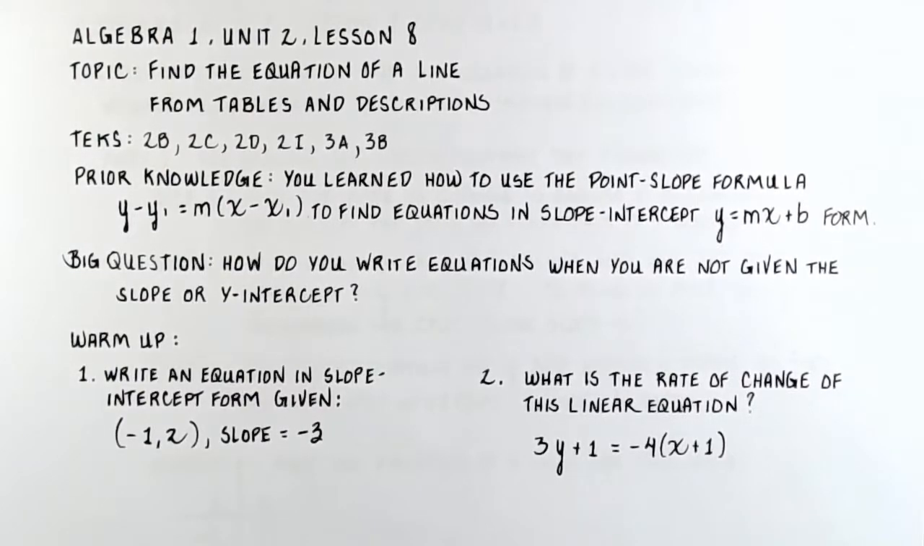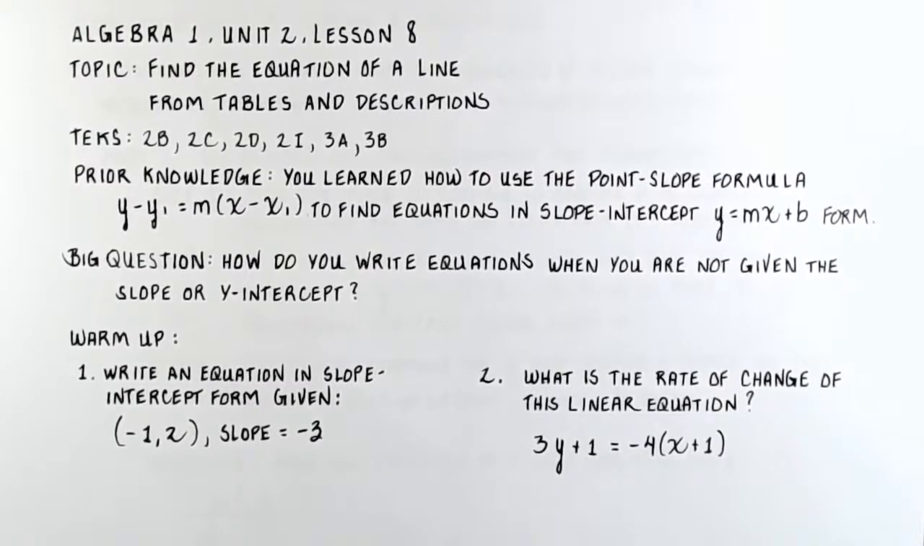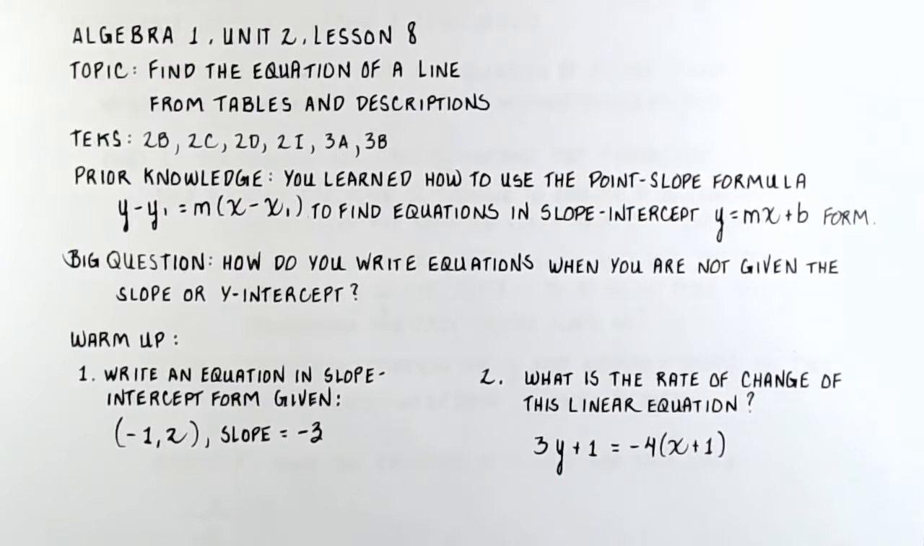The prior knowledge that you bring to the table, again, among many other things, but the prior knowledge directly appertaining to this lesson, is that you learned how to use the point slope formula, y minus y1 equals m, open parentheses, x minus x1, close parentheses, to find equations in slope-intercept y equals mx plus b form.